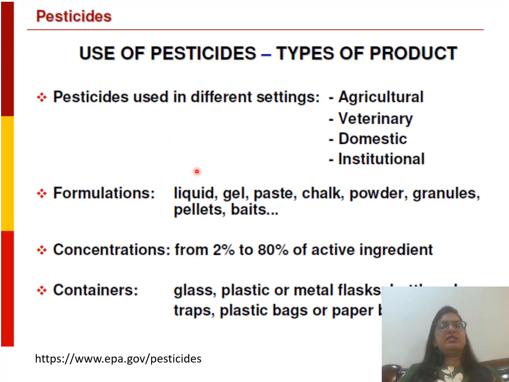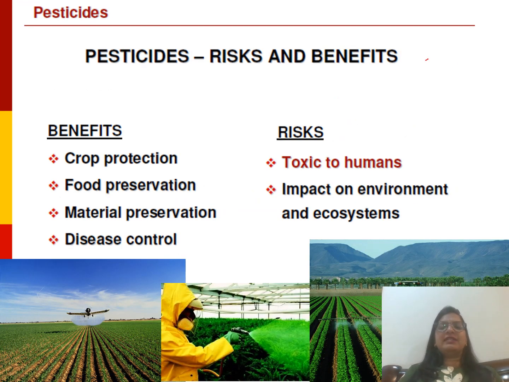Pesticides are available in various formulations like liquid, gel, paste, chalk, etc., and they are available in various concentrations on the basis of the dose required to remove or kill a pest at the required places. We will discuss such things in later units. So let's discuss the pesticide benefits and their risks.